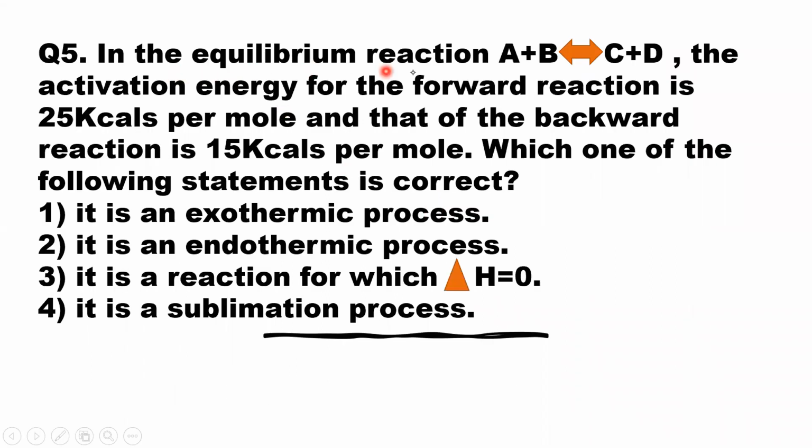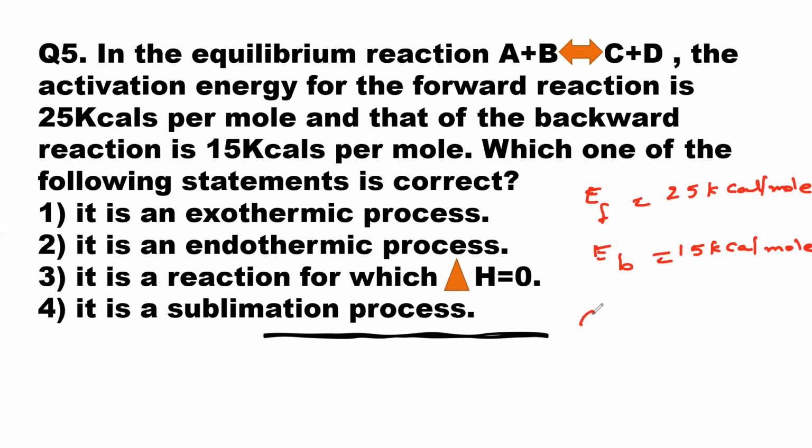Next question. In the equilibrium reaction A plus B gives C plus D, the activation energy for the forward reaction is 25 kilocalories per mole, and the energy of activation for the backward reaction is 15 kilocalories per mole. Which one of the following statements is correct? It is an exothermic process, it is an endothermic process, it is a reaction for which delta H is equal to 0, or it is a sublimation process.